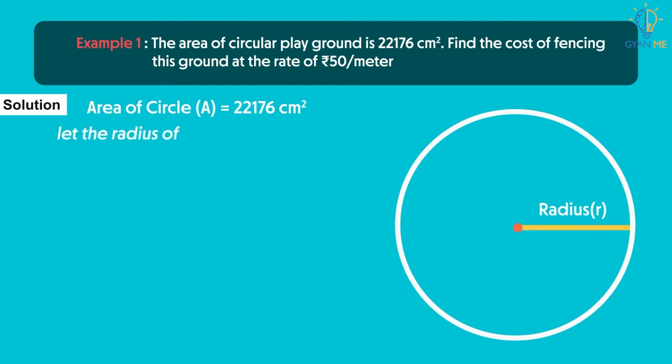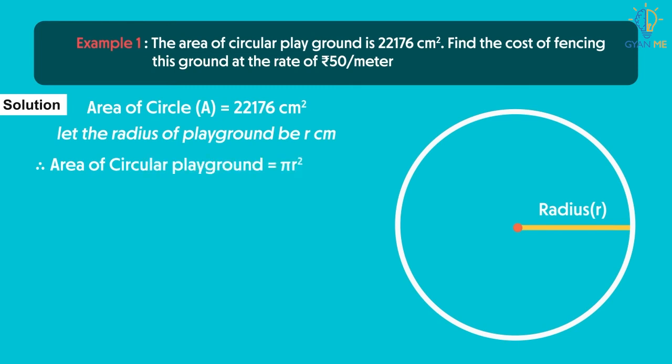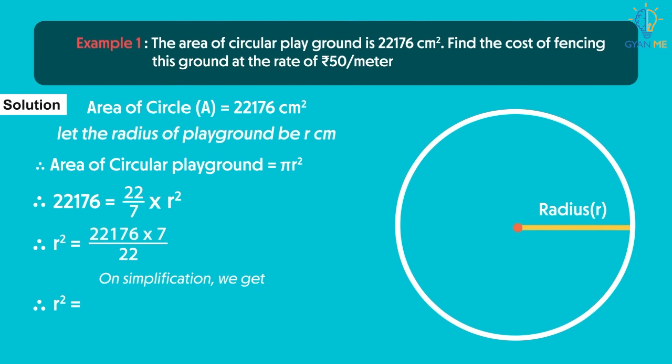So let the radius of playground be r centimeter. Therefore, area of circular playground is equal to pi r square. On substituting the value, we get 22176 is equal to 22 upon 7 into r square. Therefore, r square is equal to 22176 into 7 upon 22. On simplification, we get r square is equal to 7056. Therefore, r is equal to root of 7056, which gives us the value of r as 84 cm.